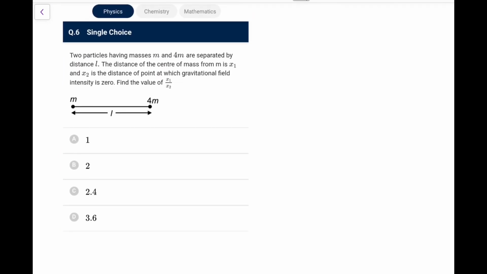Next, two particles m and 4m separated by L, the distance of cm from m is x1. So what is the distance of cm from m? It would be somewhere here closer to 4m, and if I call it x1, you remember this x1 would be 4m into L upon 4m plus m. That comes out as 4L by 5.